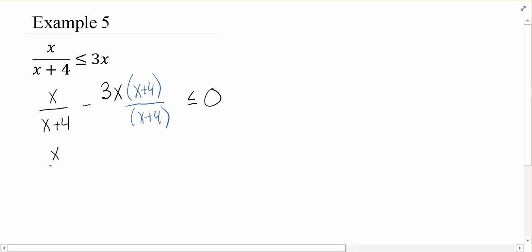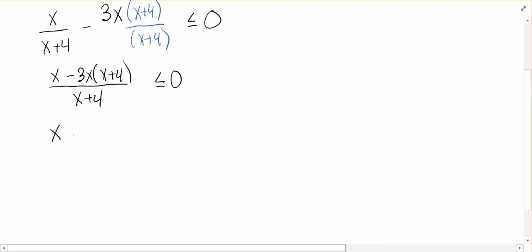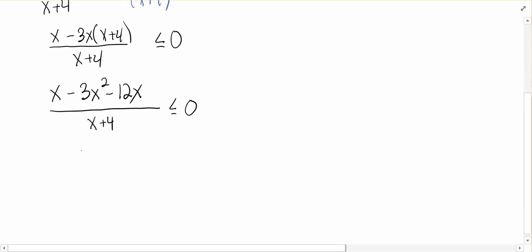That gets me x minus 3x times x plus 4 all over x plus 4, which I could then distribute my negative 3 across to get negative 3x squared minus 12x over x plus 4. And then I could combine like terms to get negative 3x squared minus 11x over x plus 4.